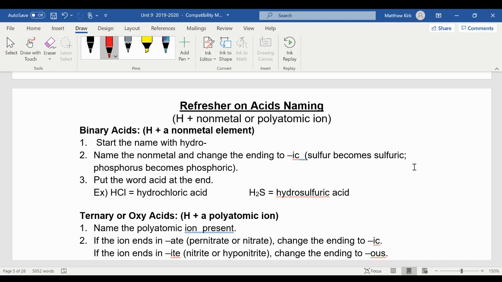And today what we're going to be doing is just reviewing how we name acids and bases. Now remember, bases, we just follow our normal ionic rules. But thinking back to Unit 5, when we learned nomenclature, remember acid naming is a bit tricky. It depends on whether the acid is a binary acid or a ternary acid. So I might take a couple of minutes here just to go over and read through these rules.